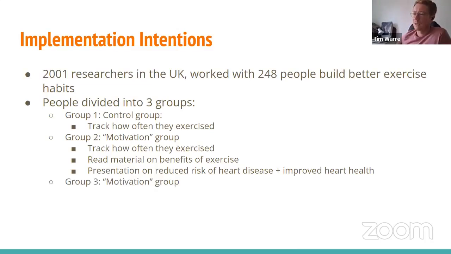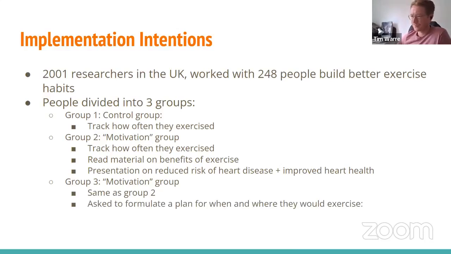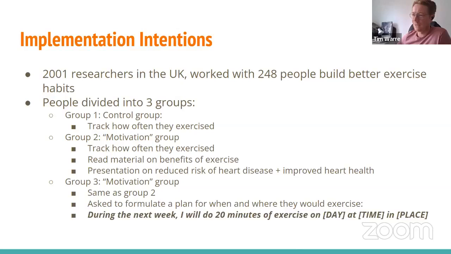Then they had their, shouldn't be called the motivation group, should be something else. Oops, never mind. The third group. They had everything that group 2 had, okay? Materials, presentation, and tracking. But they were asked to formulate exactly when and where they would exercise. So they basically had to fill in a sentence saying, during the next week, I will do 20 minutes of exercise on this day, at this time, in this place. This is what we call an implementation intention.